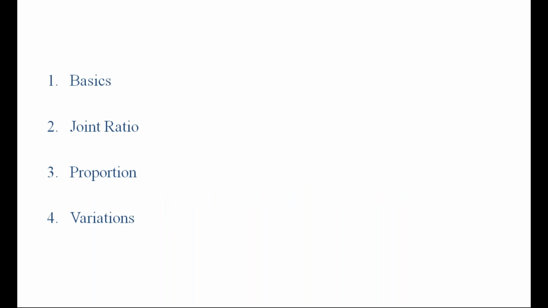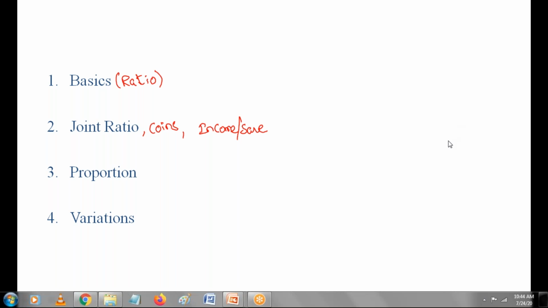So here we'll discuss the basic points, the important things related to ratios. Then we'll go for joint ratio, one of the important concepts in this. And there is one important question related to coins, and something related to income, saving and expenditure. Those are pretty important. We'll discuss those one by one now. Then we'll go for proportion and variations, right?